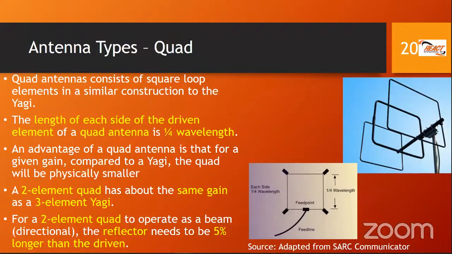It's very similar to the Yagi calculation. Remember, the reflector in a Yagi needs to be 5% longer as well. So it's the same 5%. So the reflector in a quad also needs to be 5% longer for it to be directional, or as they say, to operate as a beam.